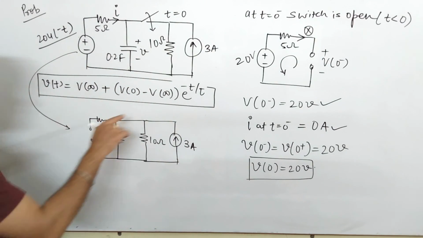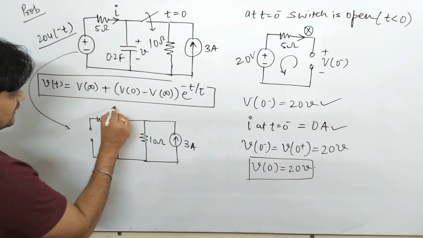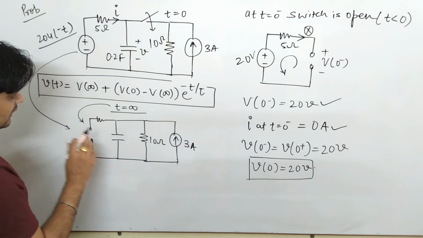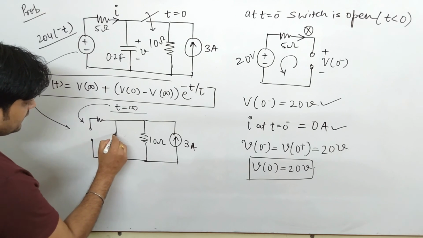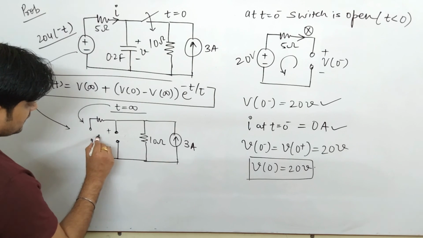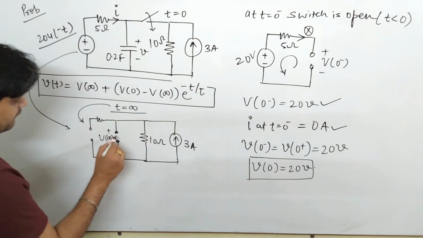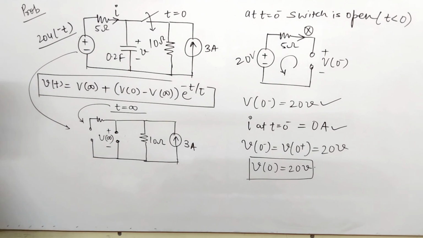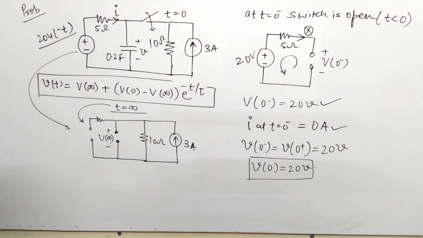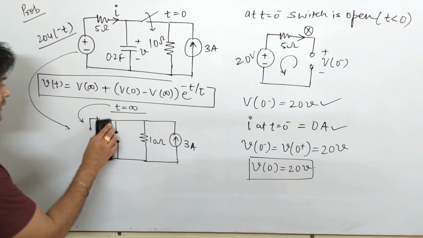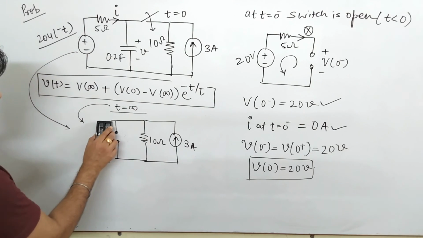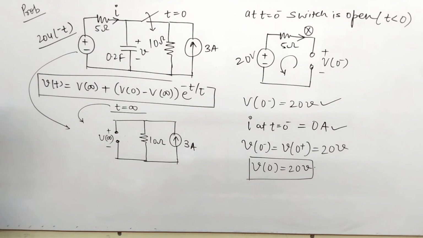However, I have to find the value of v infinite, so I can say at t equal to infinite, I have to redraw this circuit. When I draw at t equal to infinite, I said that the voltage across the capacitor will become v infinite and the capacitor will become an open circuit. So this is the condition. From here you can remove this also.